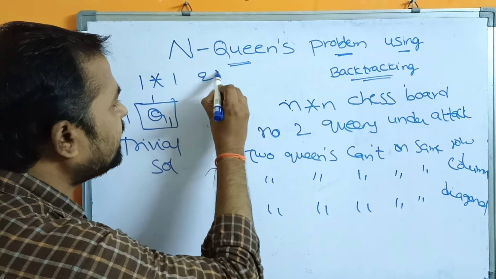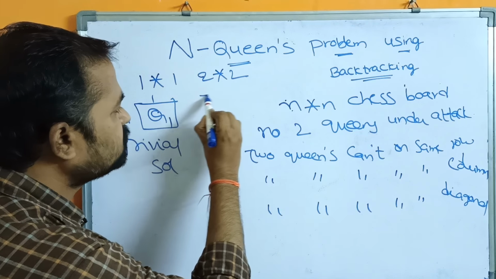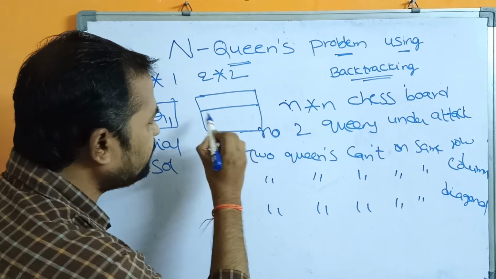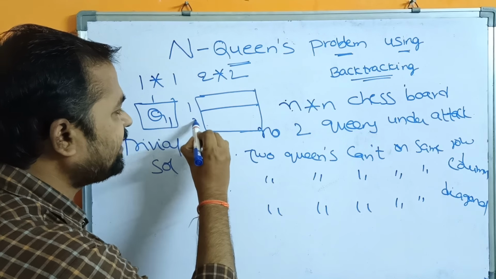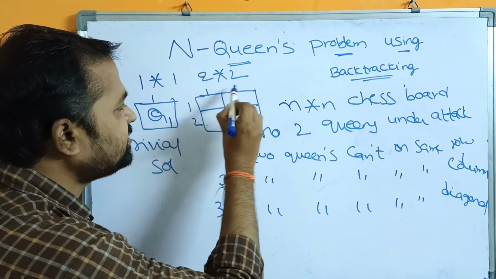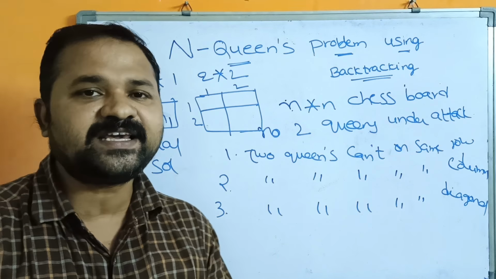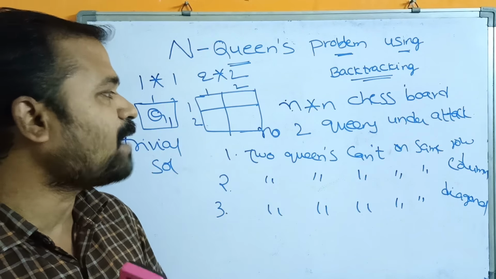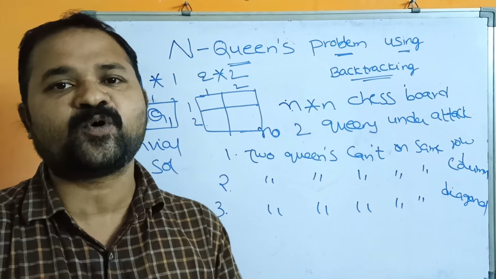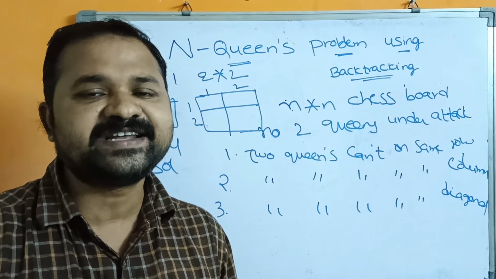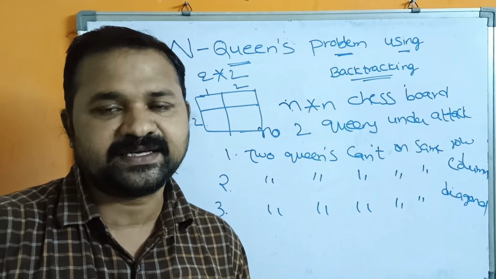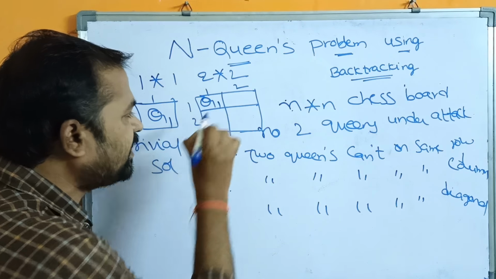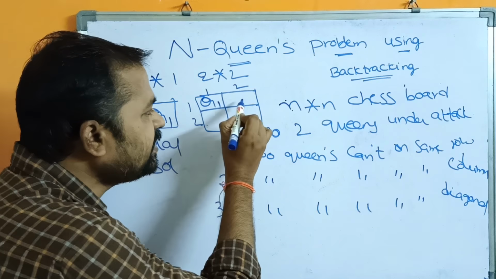Now let us consider a 2 by 2 chessboard. A 2 by 2 board has two rows, the first row and the second row, and two columns, the first column and the second column. Let us see whether we can solve this problem. We have to place two queens on the chessboard. Let the first queen be denoted by Q1 and the second queen by Q2. Let us place Q1 in the first row, first column.